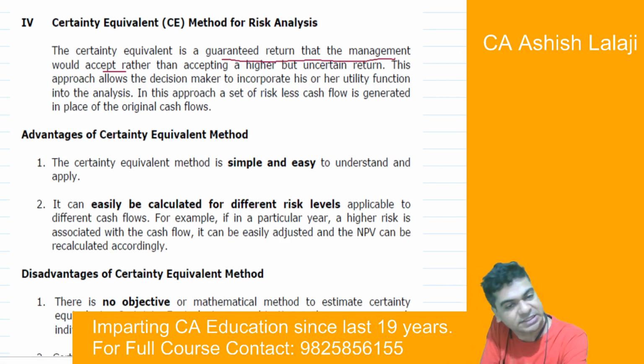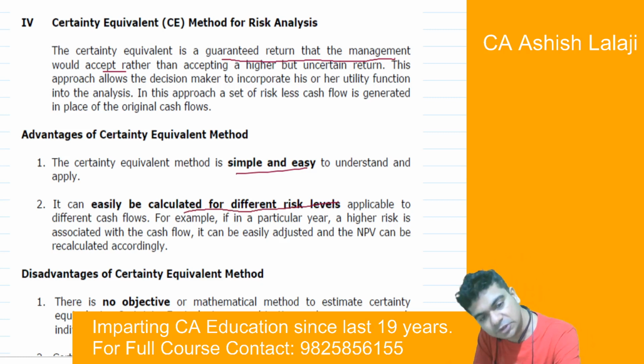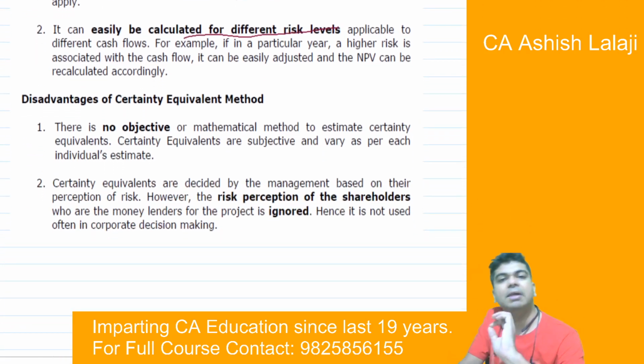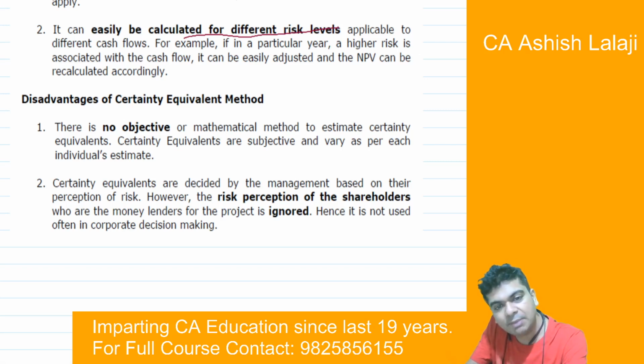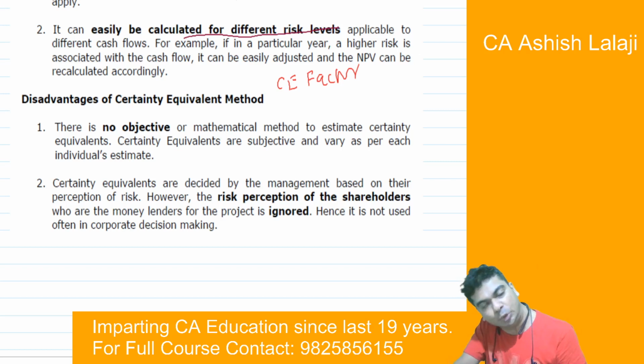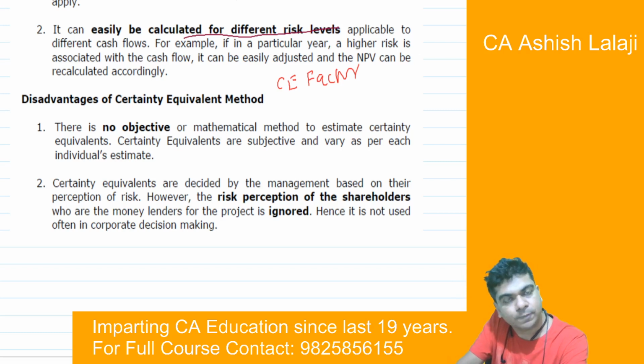What are the advantages? It is simple and easy to understand. Yes, it's really simple and easy to understand. And it can also be calculated for different risk levels. But that does not mean it does not have certain disadvantages. It does have disadvantages. And the main disadvantage is developing the CE factor. Out of a total cash flow, how much is certain? It is not that easy to determine. So that's the limitation of this particular approach.